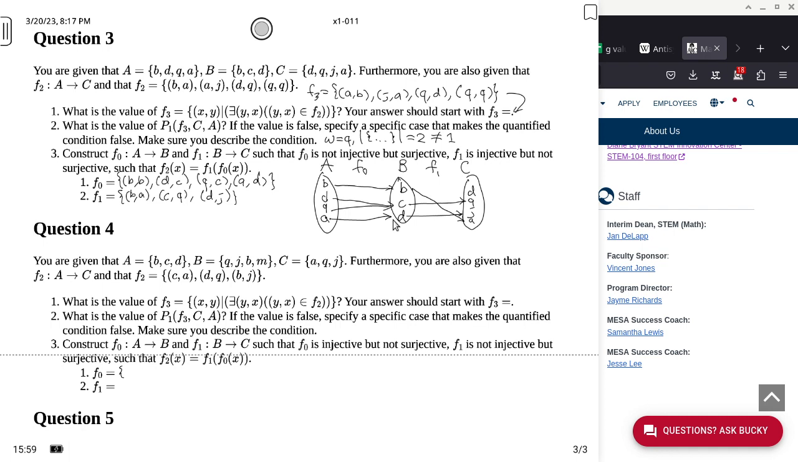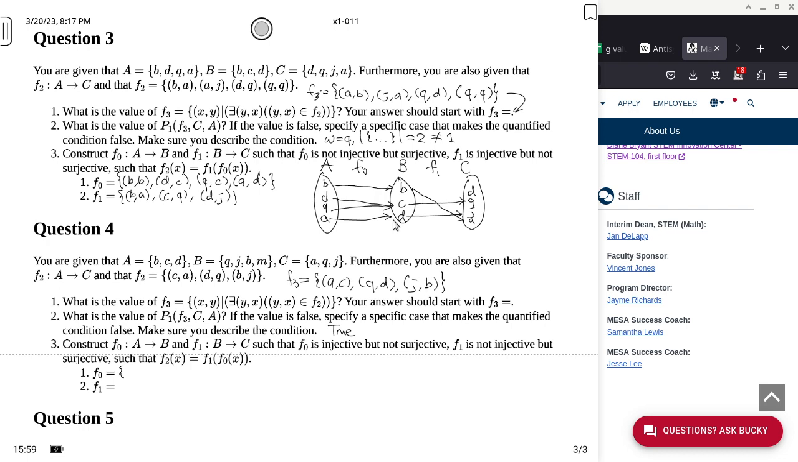Okay. All right, so we are now working on question number four. Same deal. So now we look at F3 first. F3 is just flipping everything. So we have AC, QD, and then JB. And then the answer to P of 1 is true, because AC, QD, JB is a function.